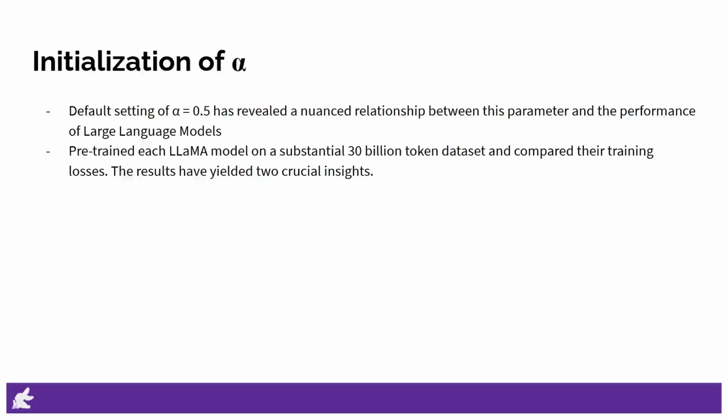While the default value often yields satisfactory results across various tasks, we have discovered that fine-tuning alpha_0 can lead to significant improvements in LLM efficacy. To explore this phenomenon, we pre-trained each Llama model on a 30 billion token dataset and compared their training losses. The results have yielded two crucial insights.